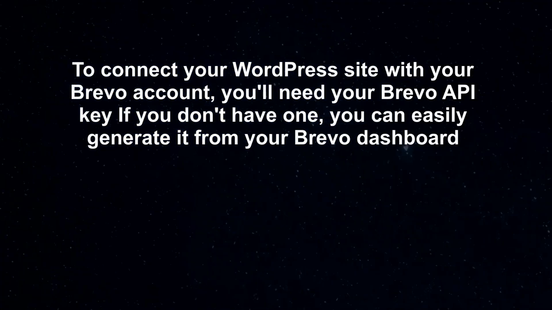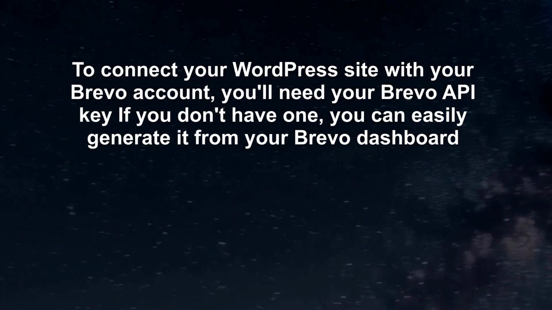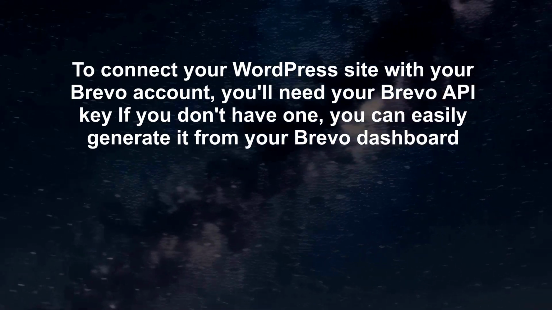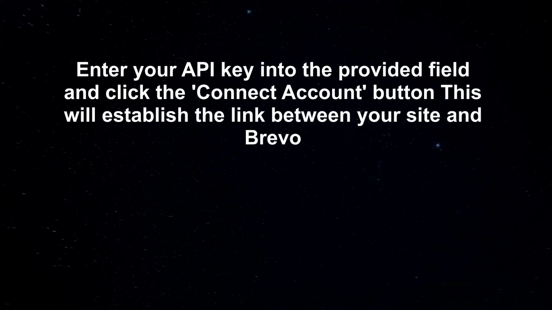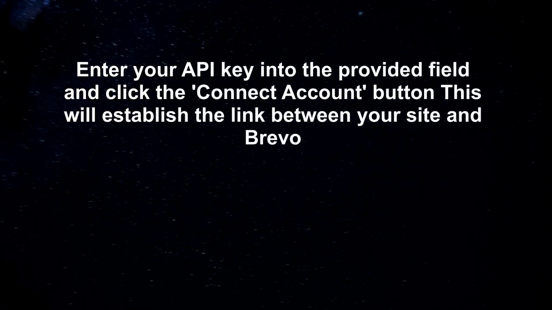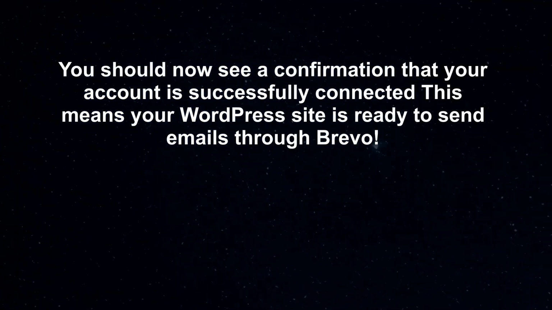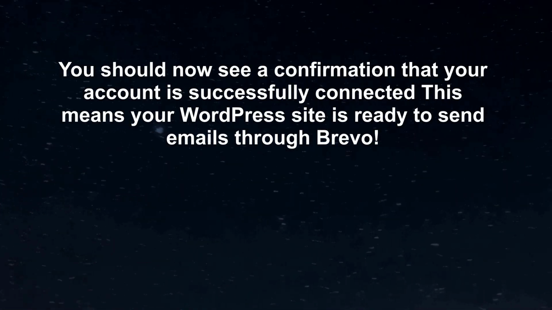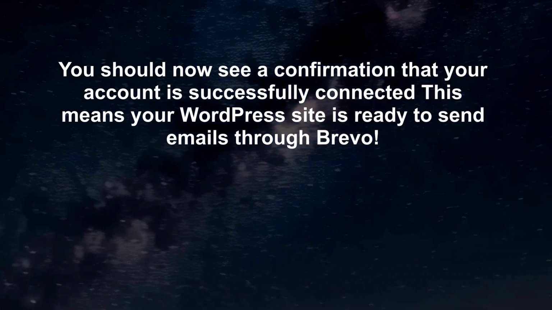To connect your WordPress site with your Brevo account, you'll need your Brevo API key. If you don't have one, you can easily generate it from your Brevo dashboard. Enter your API key into the provided field and click the Connect Account button. This will establish the link between your site and Brevo. You should now see a confirmation that your account is successfully connected. This means your WordPress site is ready to send emails through Brevo.